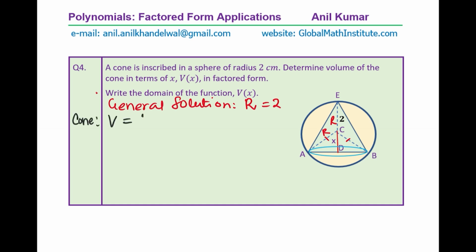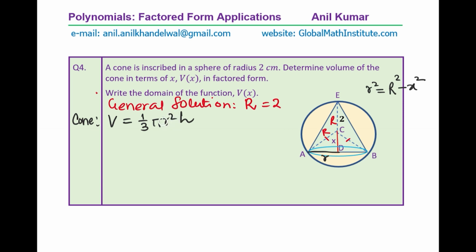Volume of cone is 1 by 3 pi r square h, where lowercase r is the radius of the cone. So this r we need to find in terms of x. That is the whole thing, right? Which is simple. Use the Pythagorean theorem here, right? So what is r square equals? So r square is basically equals to capital R square minus x square, right?